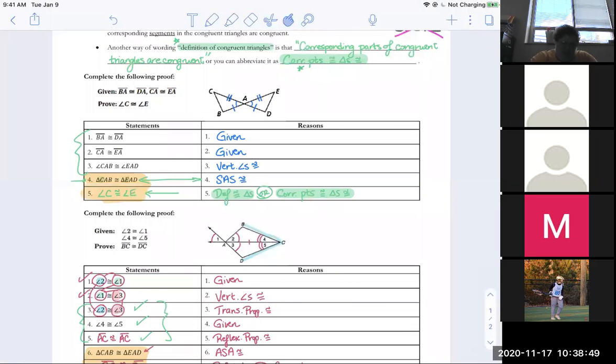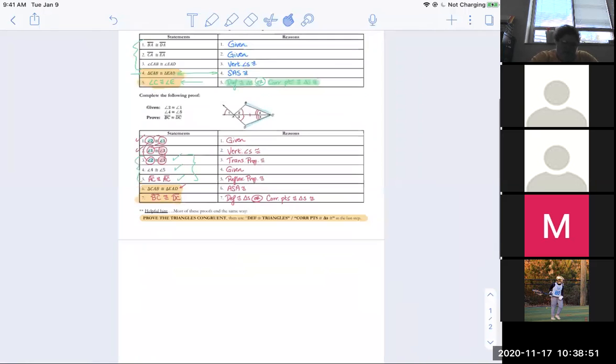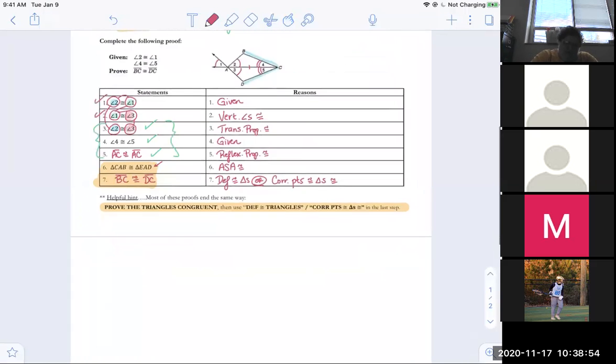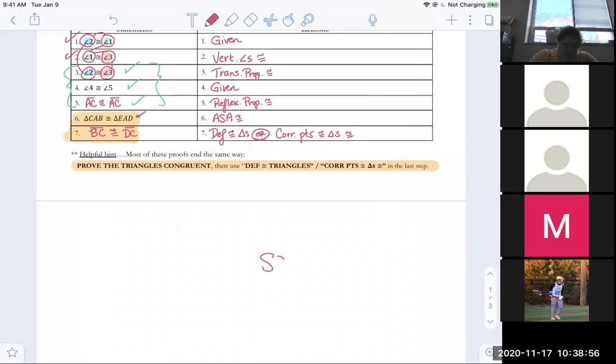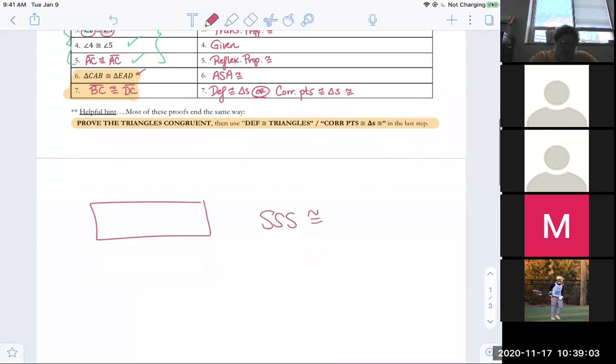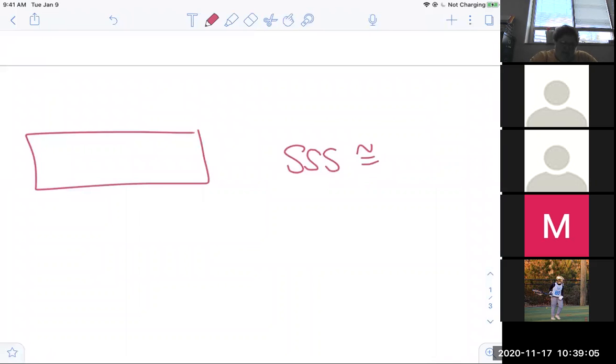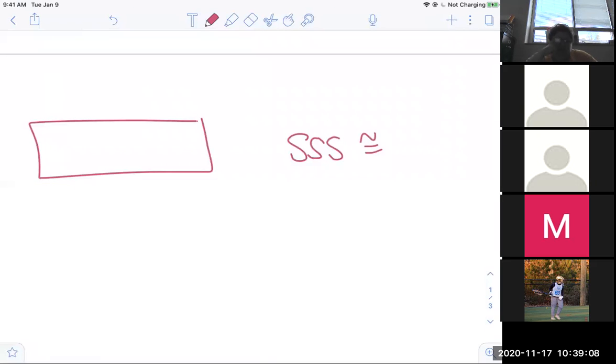So remember that also if you're using a reason like side, side, side, for example, what kind of statement will that justify? Like let's say you're doing a matching, for example, and you've got side, side, side congruence as one of the options for a reason. What can that justify?